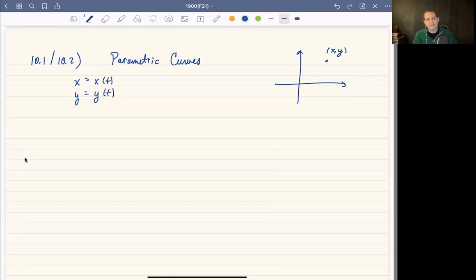So typically we think of x as a function of t and y as a function of t, and they can be functions of t independent of one another. They don't necessarily have anything to do with each other.